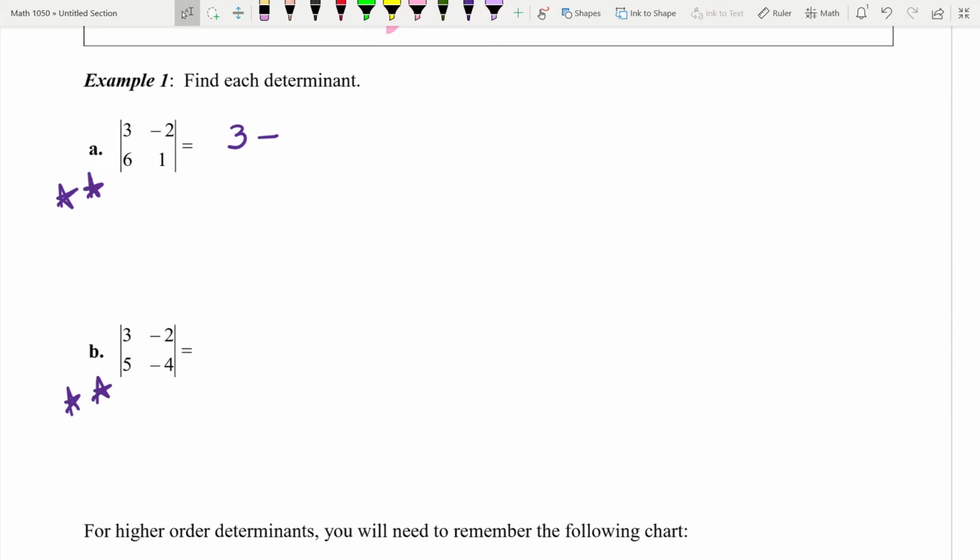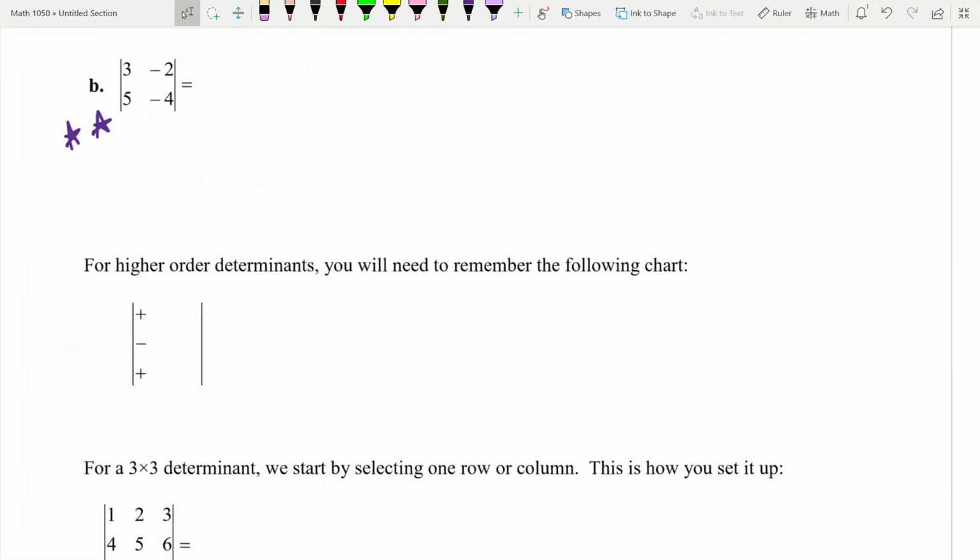Then multiply the other way. 6 times -2 is a -12. Minus a negative 12 is a plus 12. 3 plus 12 is 15, and that's your answer. We would only be so lucky that that easy of a problem would be on your final, right? I think it's going to be the bigger one down below.